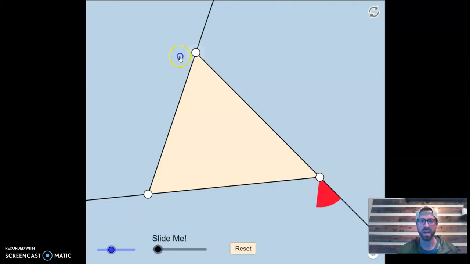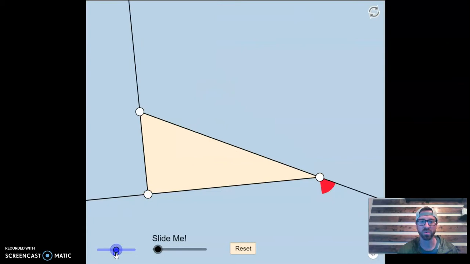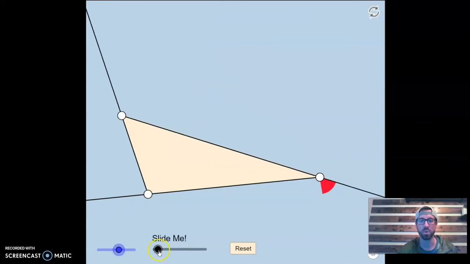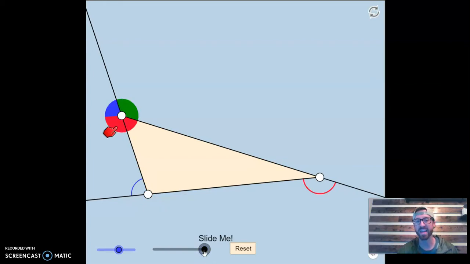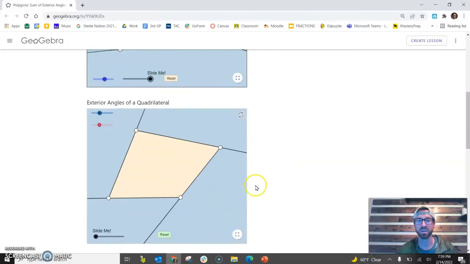If I were to back up, I like this applet because it shows that it's not just a coincidence. I can move the triangle around and we see, okay, there's my first angle, there's my second angle in blue, and there's my third angle in green. Once again, it still adds up to 360. So the exterior angles of a triangle appear to add up to 360. Let's look at a quadrilateral.